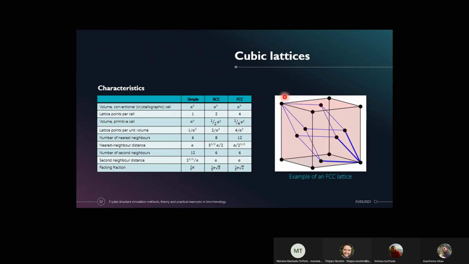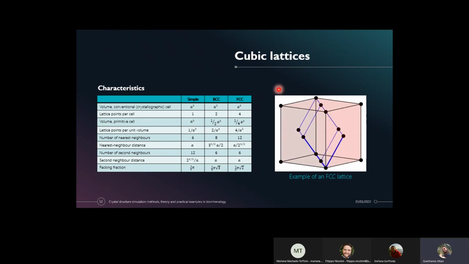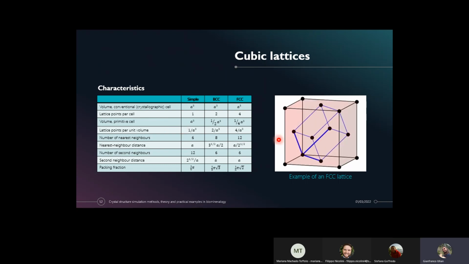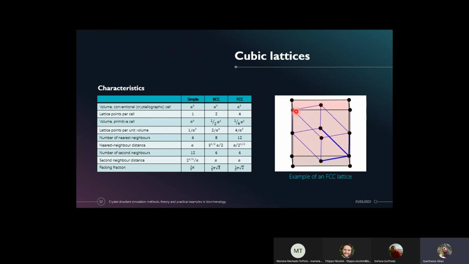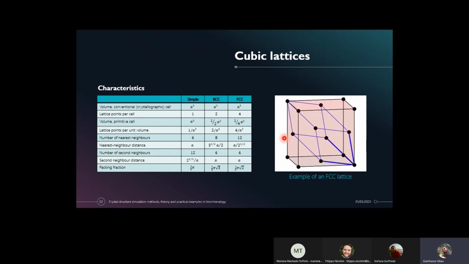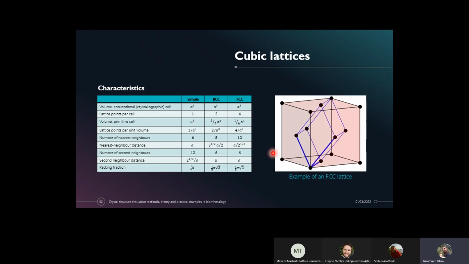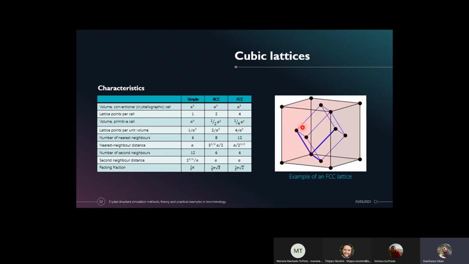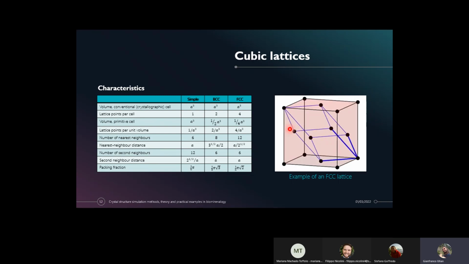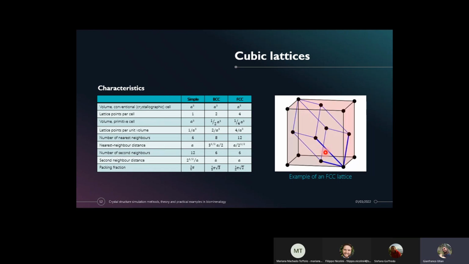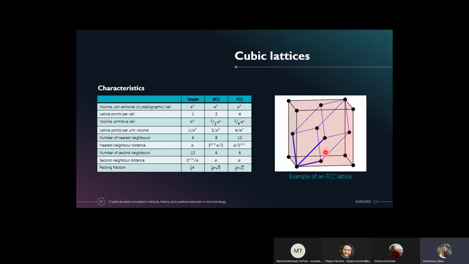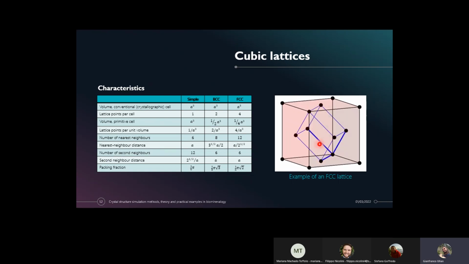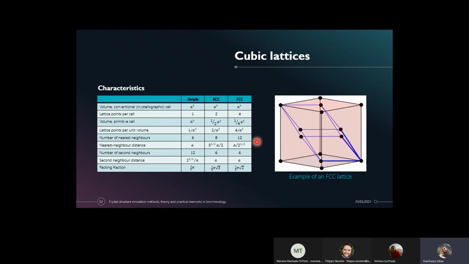So this is a description of the cubic lattices, just to take some examples. You can see here a face-centered cubic lattice. A face-centered cubic lattice is not a primitive lattice. The primitive lattice of a face-centered cubic lattice is the one reported here inside the cube. Can you see it? Okay, this is the primitive cell, the smallest cell that contains just one lattice node.